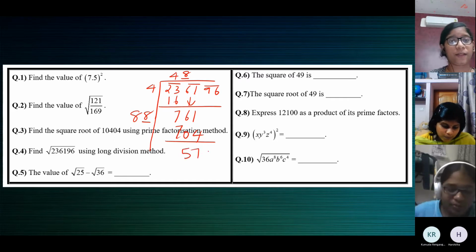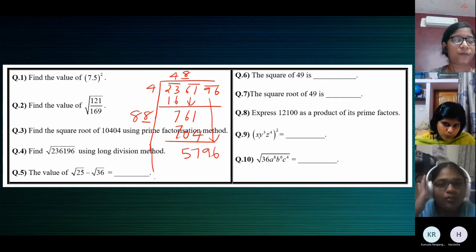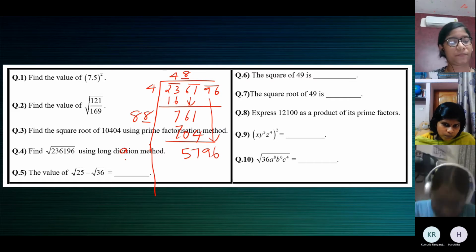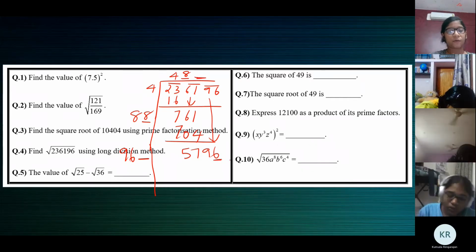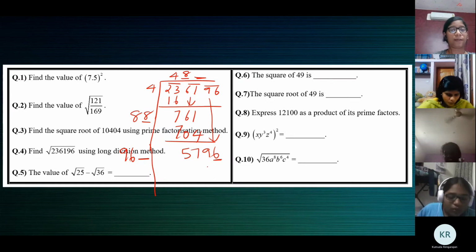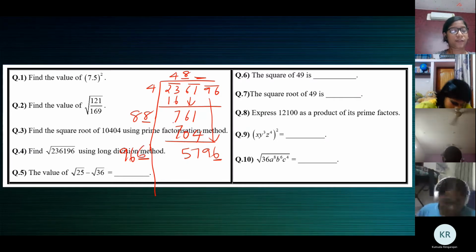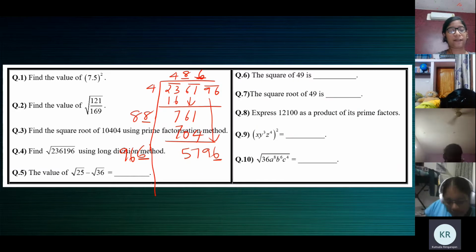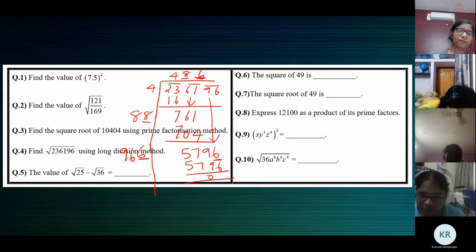Okay. And then we need to bring the next pair, ma'am, that is 96. And after that, we need to double the quotient, ma'am. So 48 into 2, that will give you 96, ma'am. Correct. So looking at the last digit, 6 will be there, ma'am. So we will get 6 when we multiply it with 6, ma'am. So 966 into 6 will give you the exact number 5796. Very good. Yes, perfect.